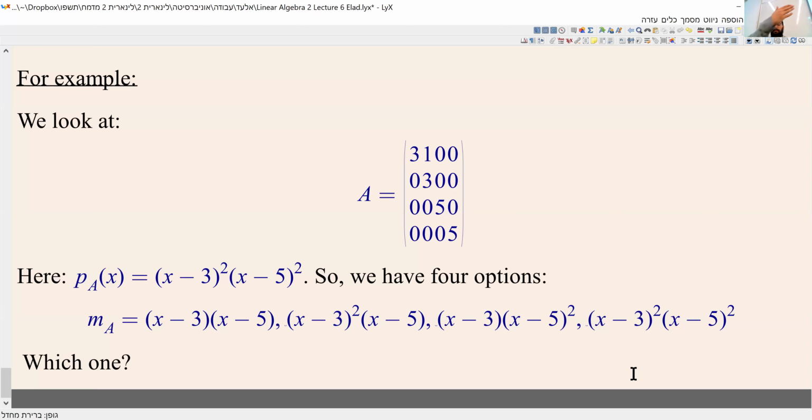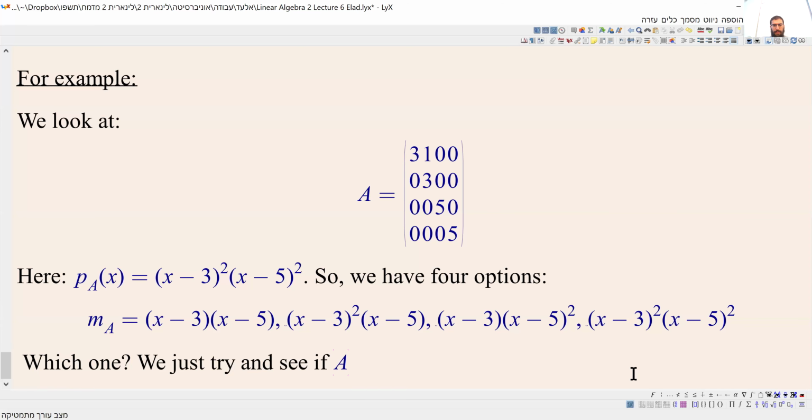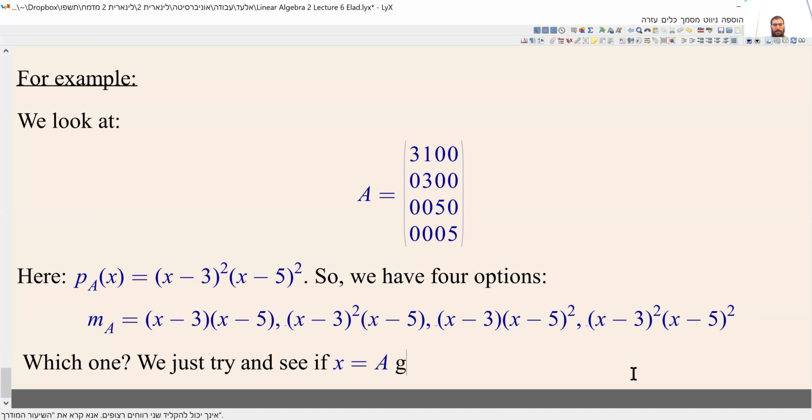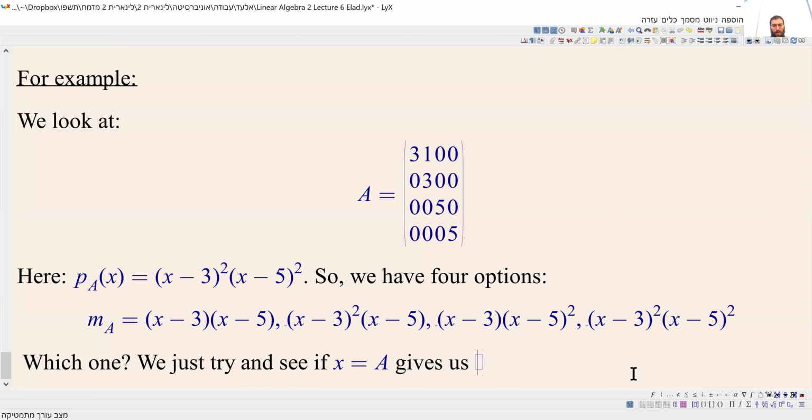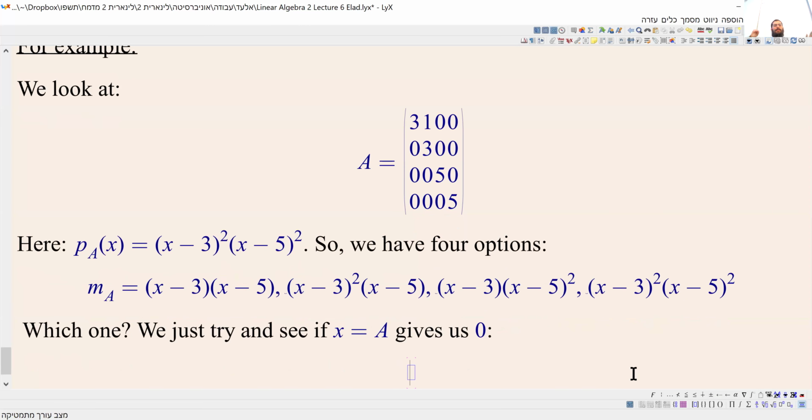We just put A. Let's try and see if it gives us 0. Right now, there's not a better way. Maybe next week, the week after next week, we can talk about better ways.